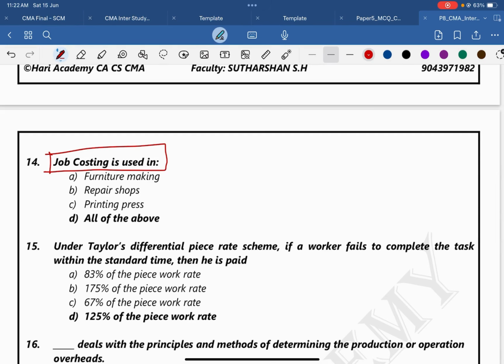Then question number 14. Job costing is used in furniture, repairs and shoes, and printing press. What will a printing press do? They will get a job. Once the job is done, they will get a payment and hand over that particular output of that product. So it is nothing but all of the above.